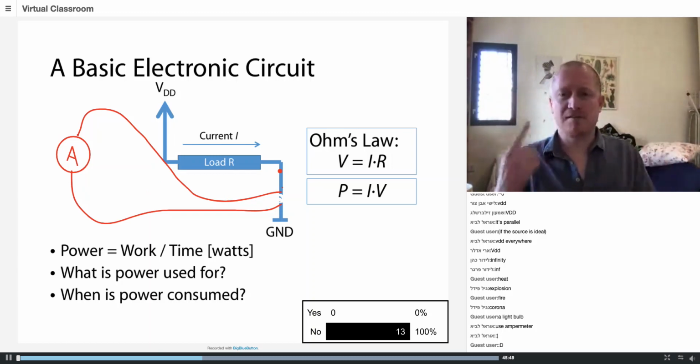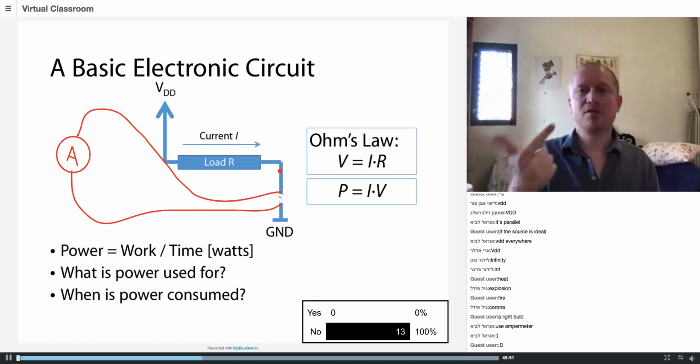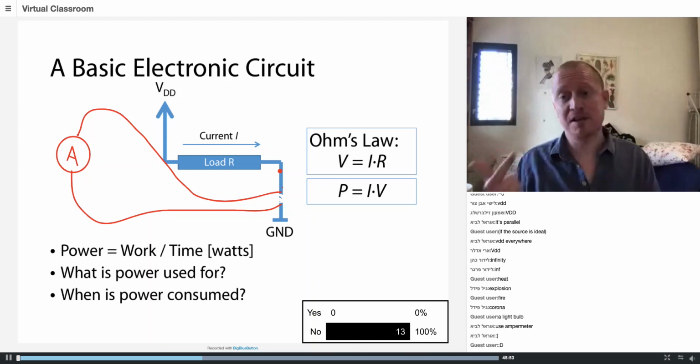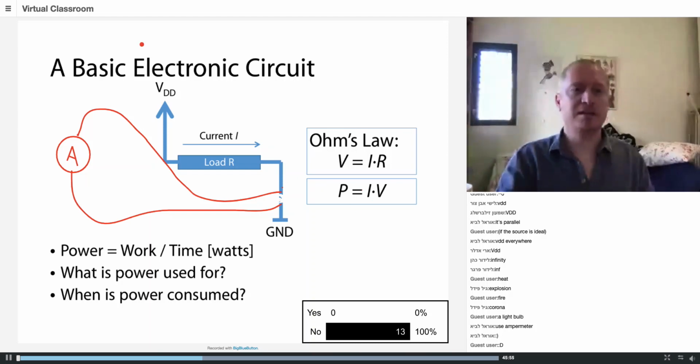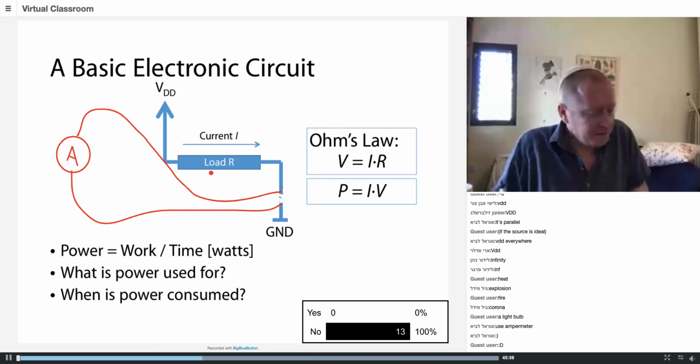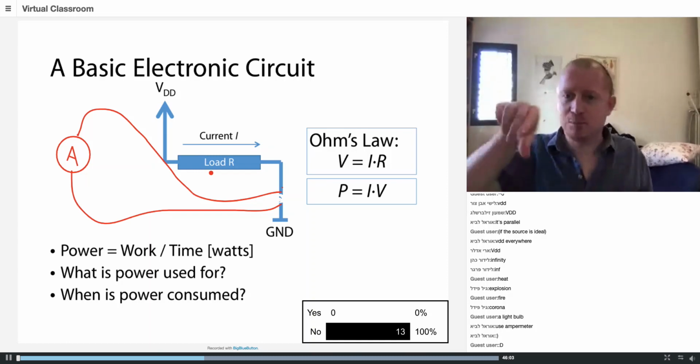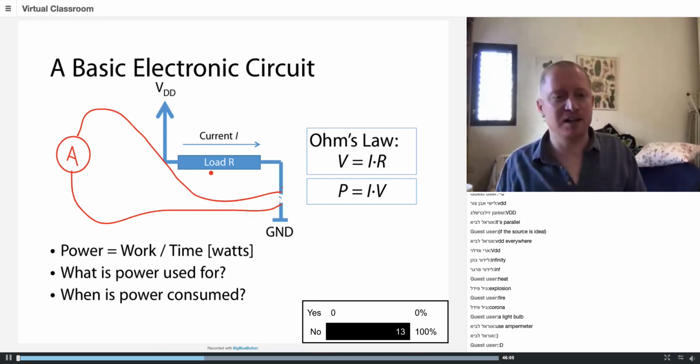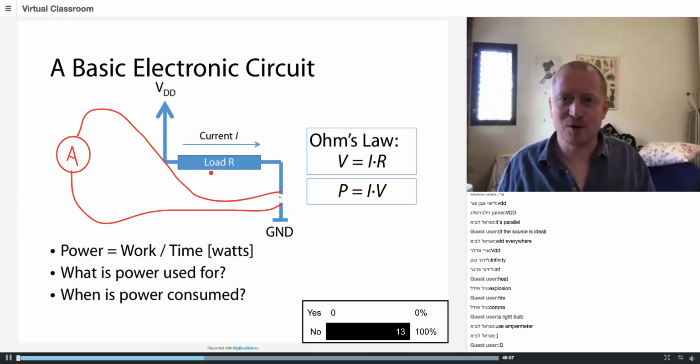And because the voltage drop doesn't change, I also have V. I can multiply I by V, and now I can get the power consumption of the load. And this is how we do power analysis. You cut the device, you put the probe in series, and you get the power consumption.